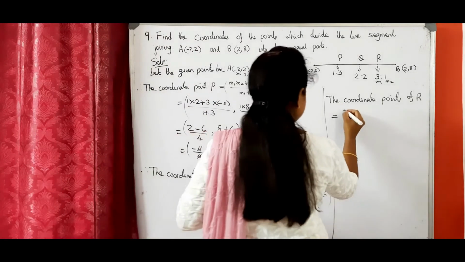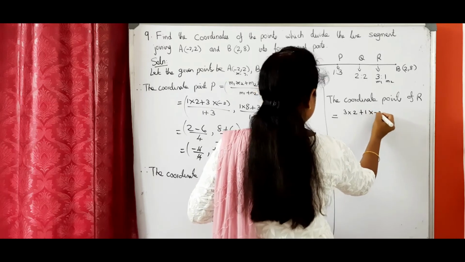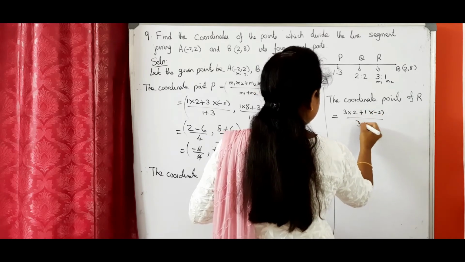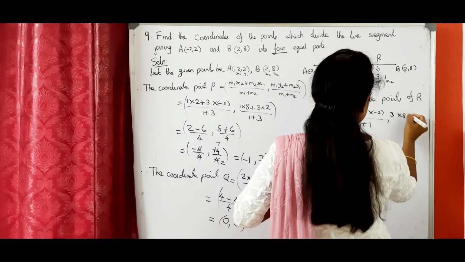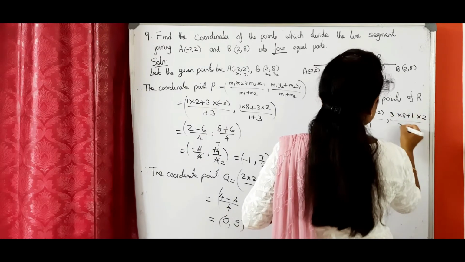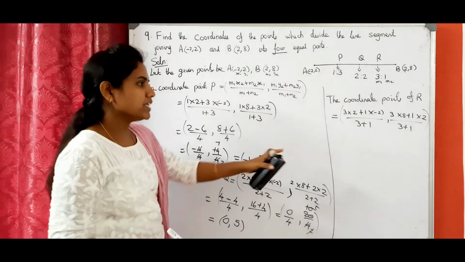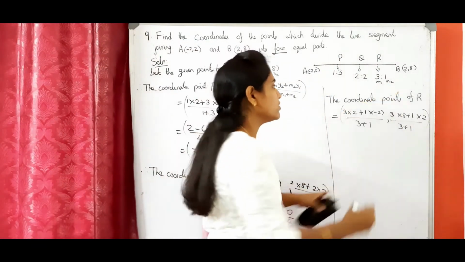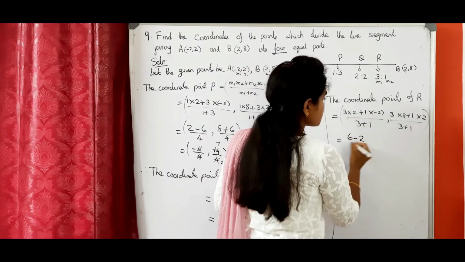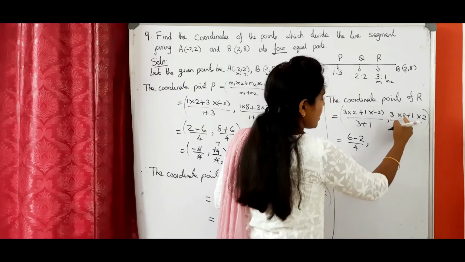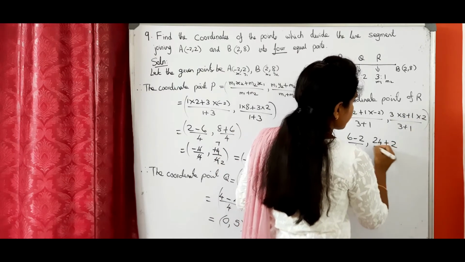So (3 into 2 plus 1 into minus 2) divided by 3 plus 1 comma (3 into 8 plus 1 into 2) divided by 3 plus 1. Apply the values in the section formula. Only we have to change the m1, m2 values. So 3 2s are 6 minus 2 divided by 4, and 24 plus 2 divided by 4.